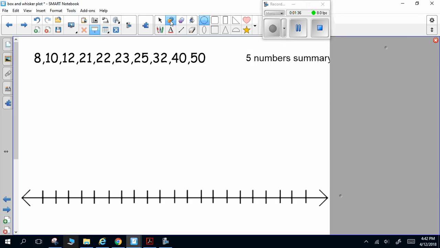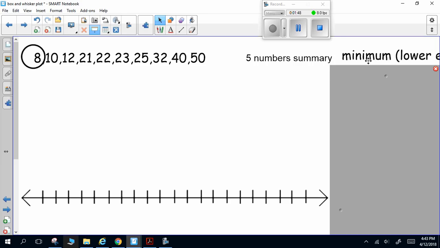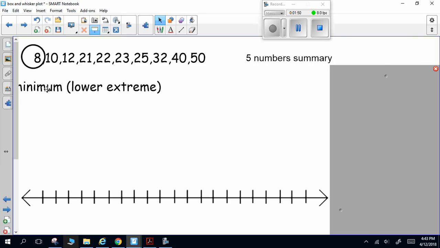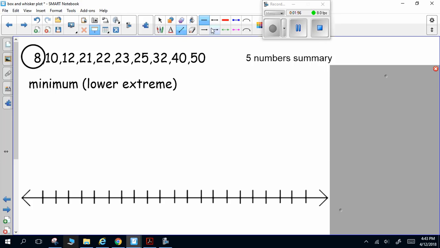The first thing you're going to do is draw a circle around the least value in the data. So draw a circle around the lowest number, which of course is our 8. That circle represents the minimum or lower extreme of our data. So underneath the 8, please draw an arrow and write lower extreme or minimum. So that's our first number in our 5-number summary.